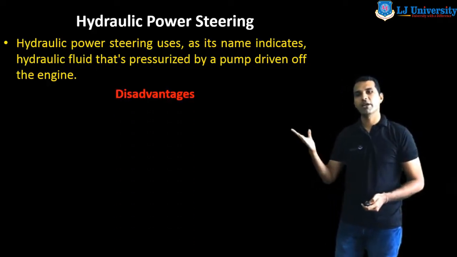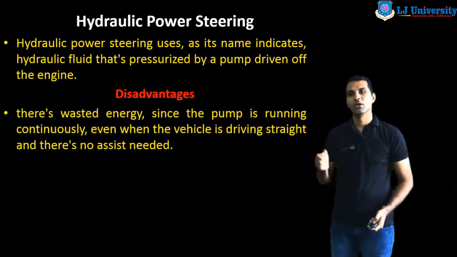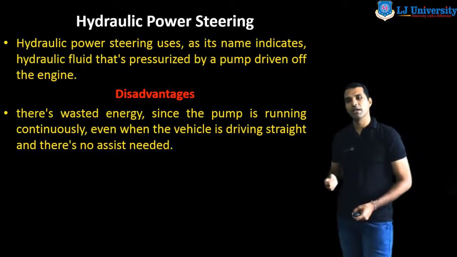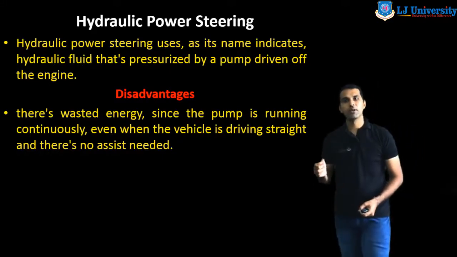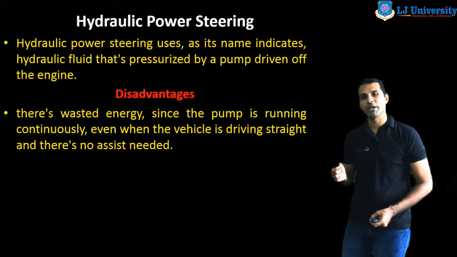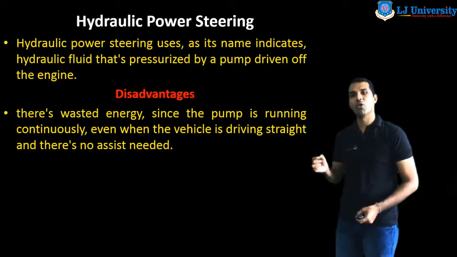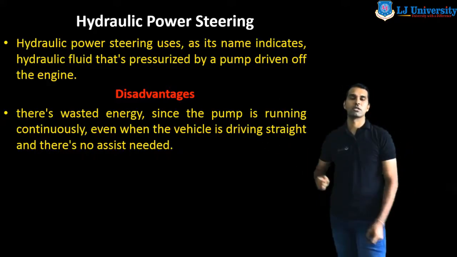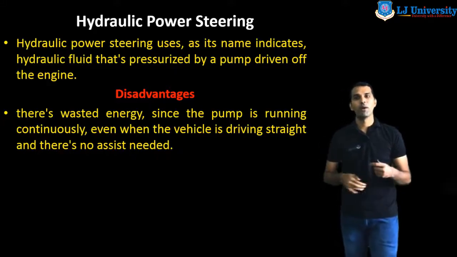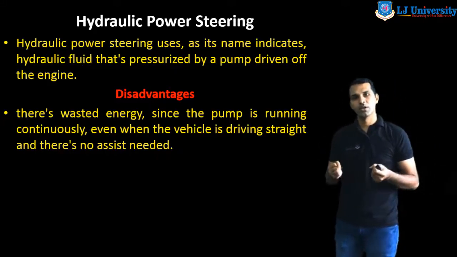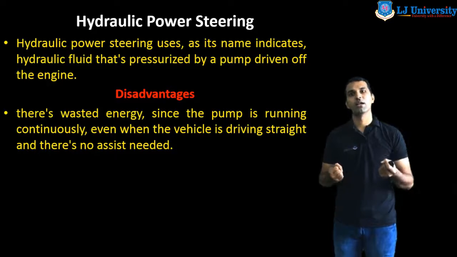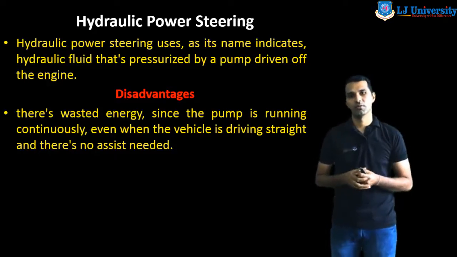Now the disadvantages of this system we discuss here. There is wasted energy since the pump is running continuously even when the vehicle is driving straight and there is no assist needed. So this is the first disadvantage of the hydraulic power steering system. That means the pump that we use to control the steering system is continuously running. Even if the driver is not turning the vehicle, it is still in the running position.